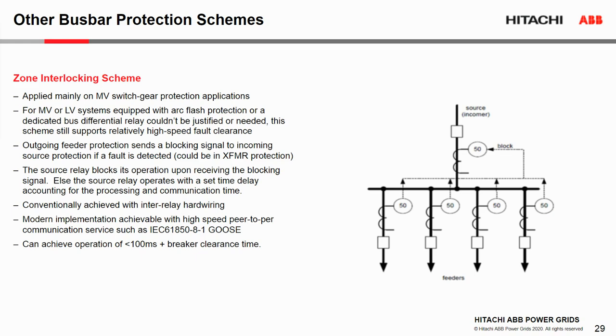Because in that situation, it will believe that the fault is on the bus. Conventionally, this was achieved by inter-relay hardwiring, all the output to input wiring. Modern implementation can be achieved with high-speed peer-to-peer communication, such as GOOSE. This typically can achieve an operation of less than 100 milliseconds plus breaker clearance time. It's a lot faster than having to wait and coordinate. The inverse overcurrent coordination margin is at least 300 milliseconds, so you could save another 200 this way.